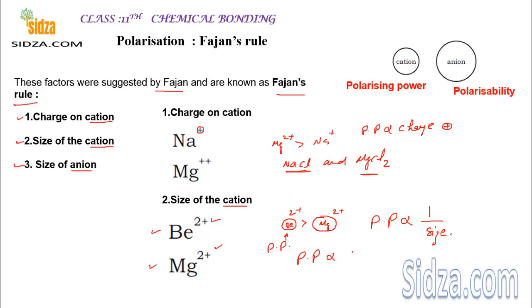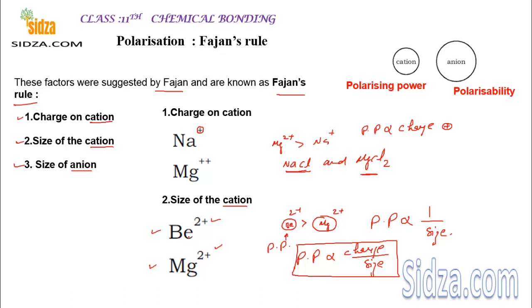And if you combine the two factors here, we can say that the polarizing power depends on the charge density, because the charge density is what? It is the charge of the ion divided by the size. So we can combine these two factors. A cation can attract the electron clouds of an anion more strongly if the charge density is more, and the charge density depends on the charge of the ion and the size of the ion. If the charge is more, polarizing power is more. If the size is more, polarizing power is less.